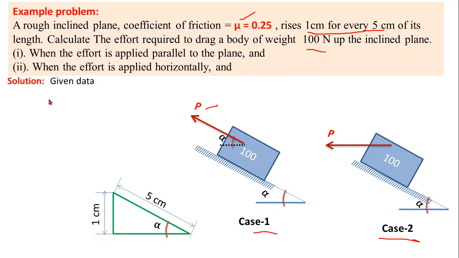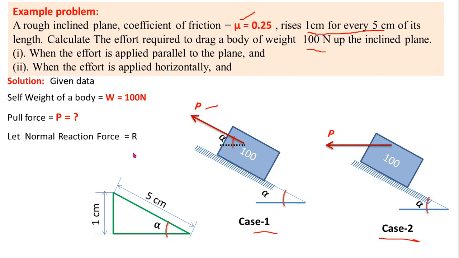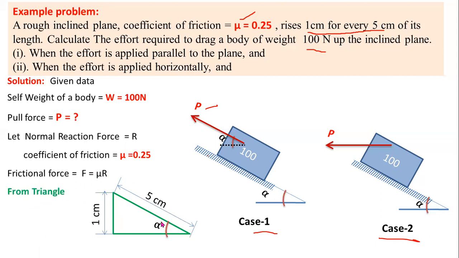From the given data, self weight of the body W equal to 100 newtons. Pulling force required, or effort required, equal to P. Here capital R is the normal reaction and mu is the coefficient of friction. The value of coefficient of friction is given, mu equal to 0.25, and the friction force F equal to mu R.